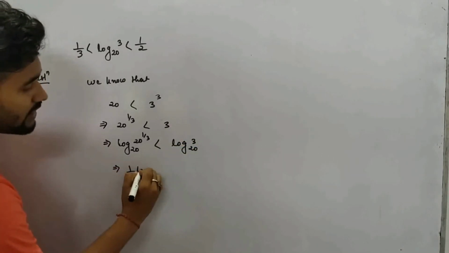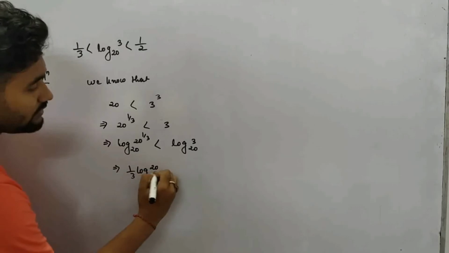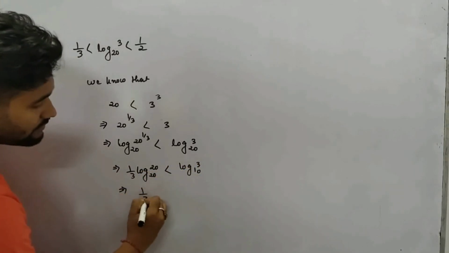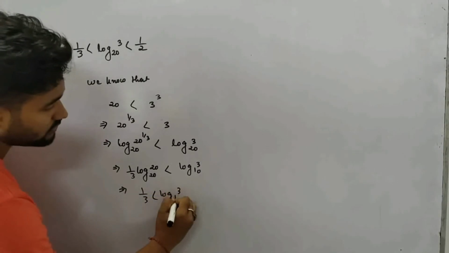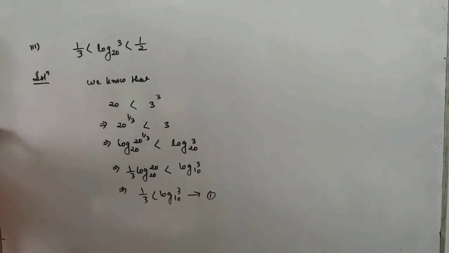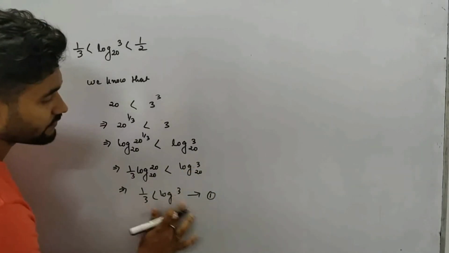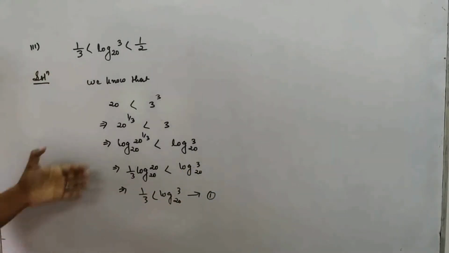Now 1 by 3 will come from, this is 20 base 20. So 1 by 3 is less than log, this is what? Equation 1. Oh sorry, this is 20 not 10. This is 20, this is 20. So you have got this part.